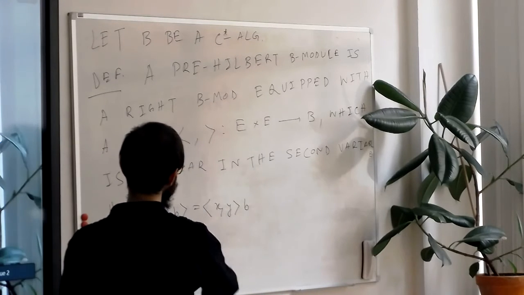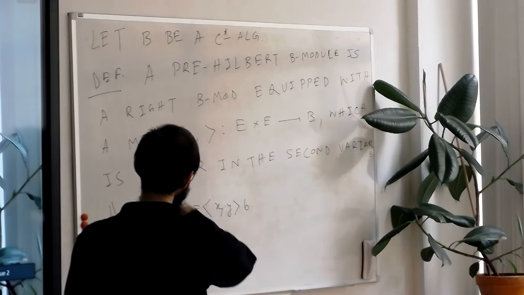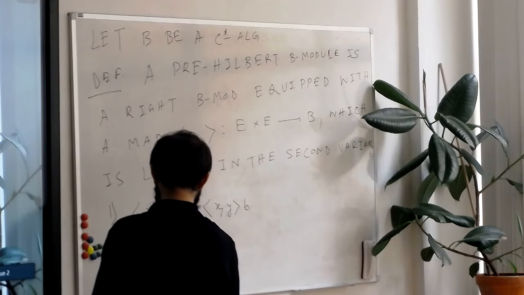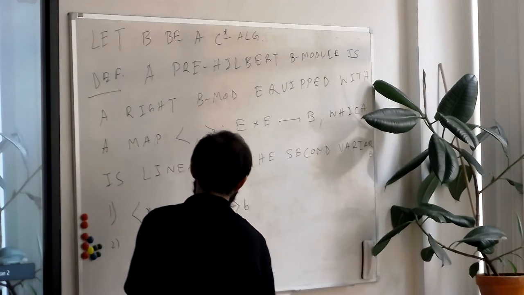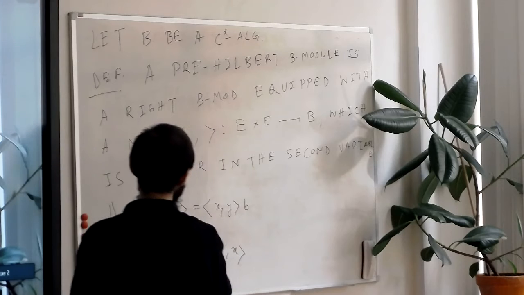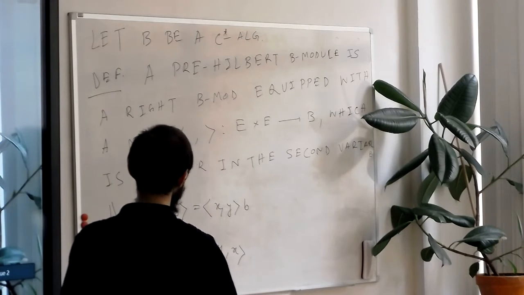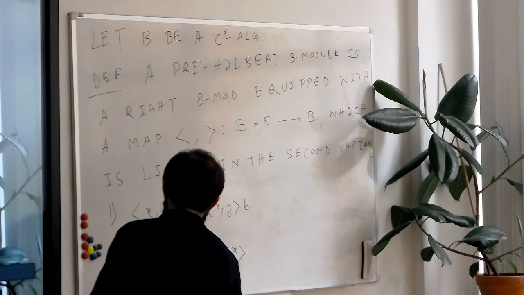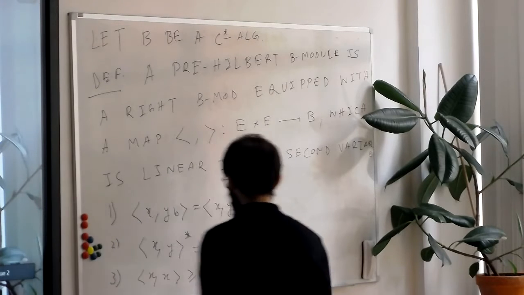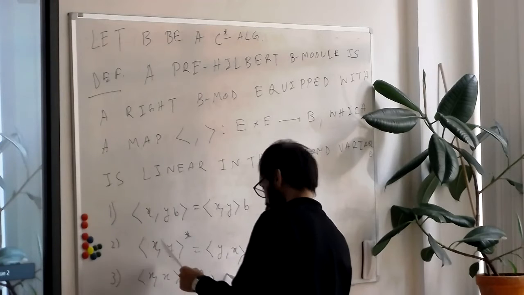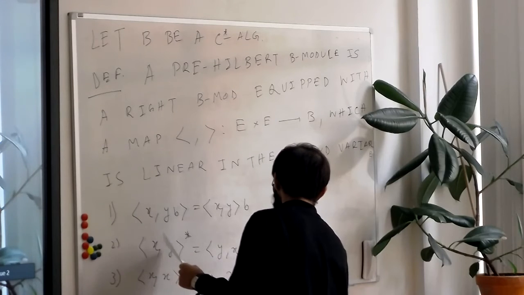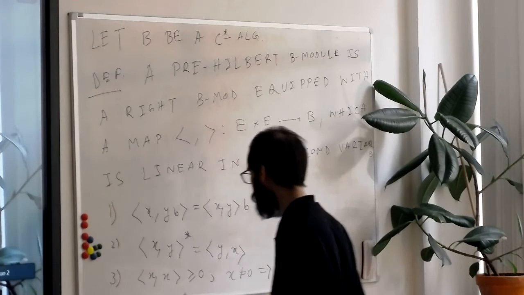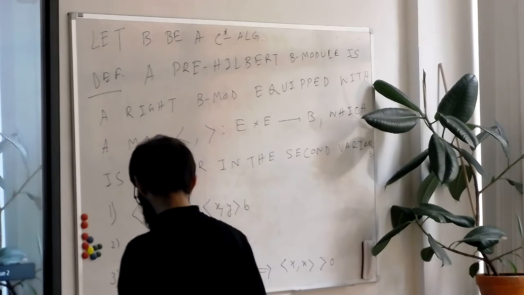Here x, y always come from E and b always comes from the C*-algebra B. This one says it behaves well with respect to the module action. This is the usual symmetry. And this is positivity: for x non-zero, the inner product of x with x is strictly positive, so this is positivity inside the C*-algebra.